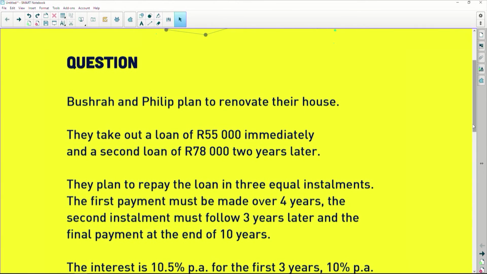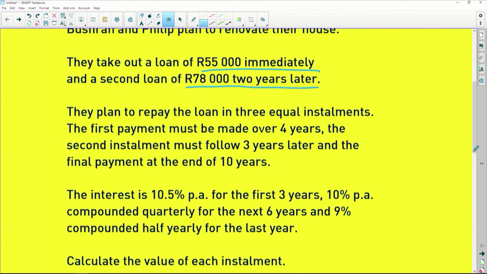So the question is as follows. Bushra and Philip want to plan to renovate their house. They take out a loan of 55,000 Rand immediately and a second loan of 78,000 2 years later. They plan to repay the loan in 3 equal installments.